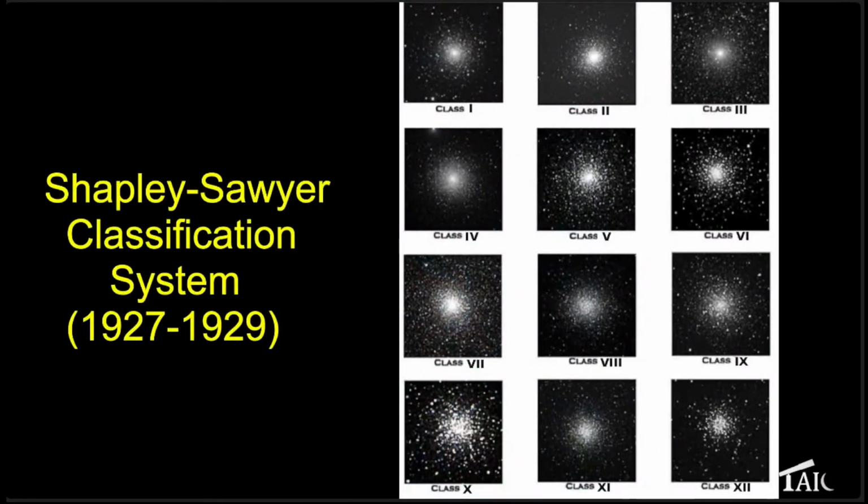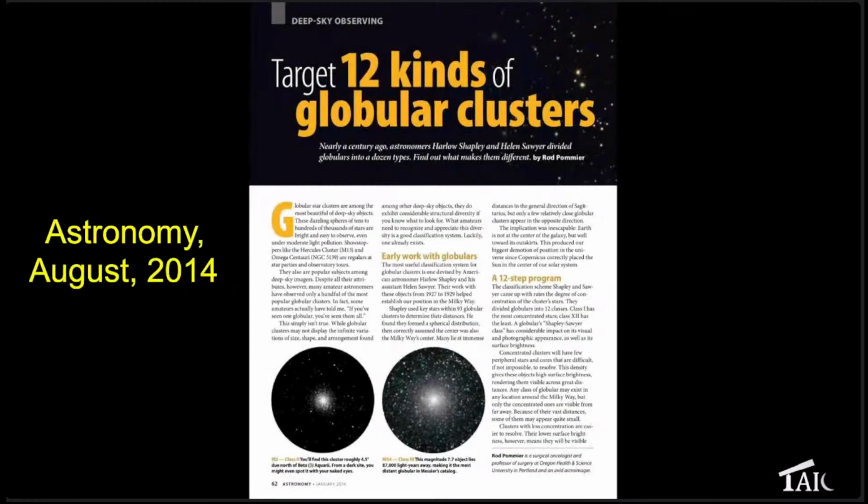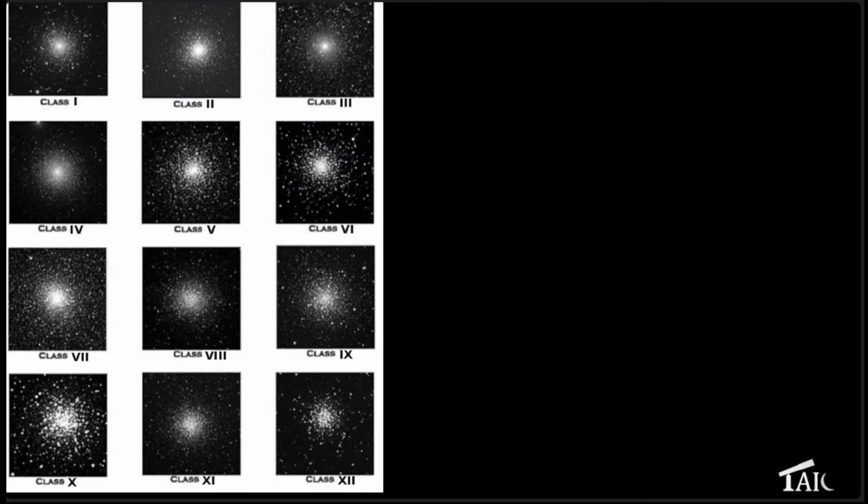So they worked on the Shapley-Sawyer classification system between 1927 and 1929, and it divides all globular clusters into 12 different Roman numerals, 1 through 12. I published an article that describes this in great detail in the August 2014 issue of Astronomy, but I'm going to give you the Reader's Digest version here to make it simple.